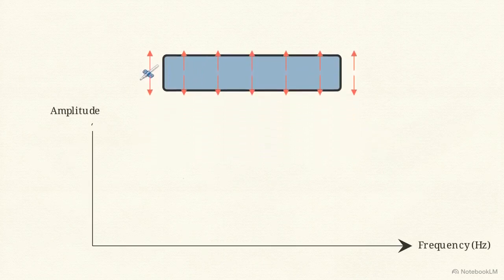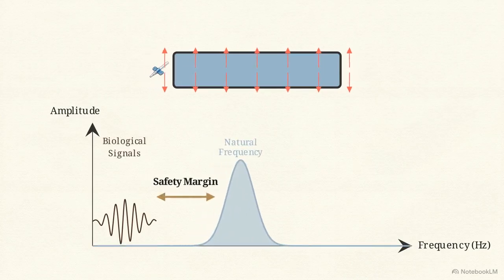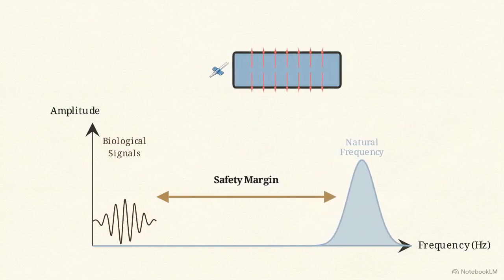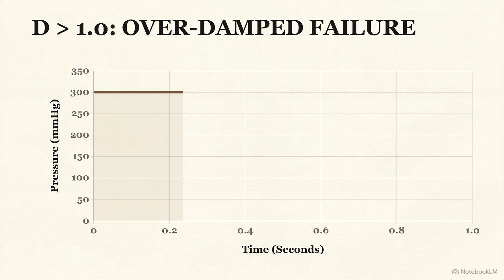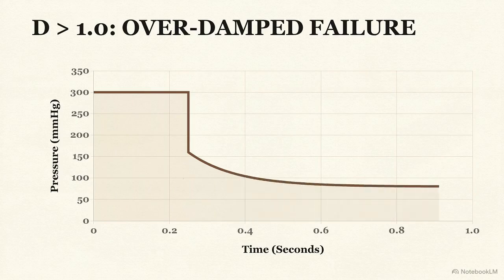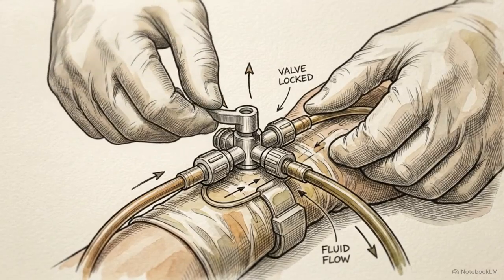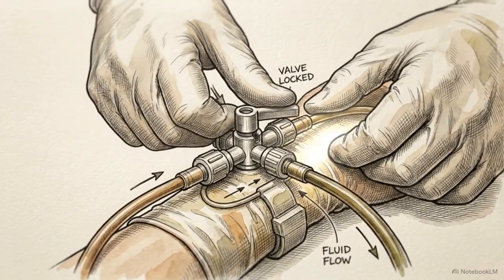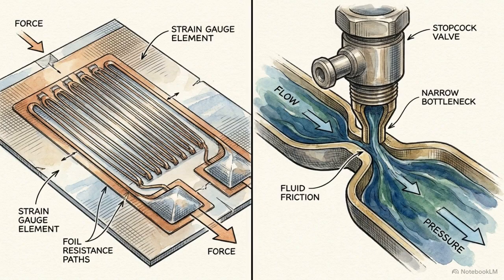Short and stiff tubing minimizes fluid mass and compliance. This pushes the system's natural frequency as high as possible, safely away from biological resonance. Any compressible air bubbles or excessive stopcocks introduce catastrophic friction, driving the damping coefficient past 1.0 and ensuring an overdamped failure. Mastering the invasive arterial line requires stepping out of the purely medical mindset and acting as an applied physicist. Every digital waveform you see is an ongoing negotiation between electrical resistance and fluid friction.